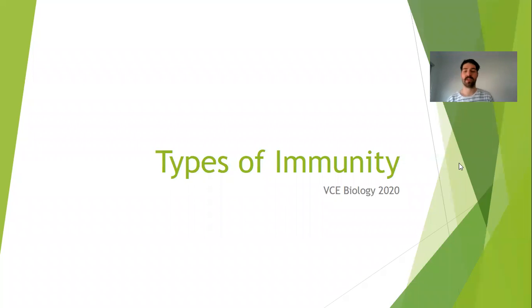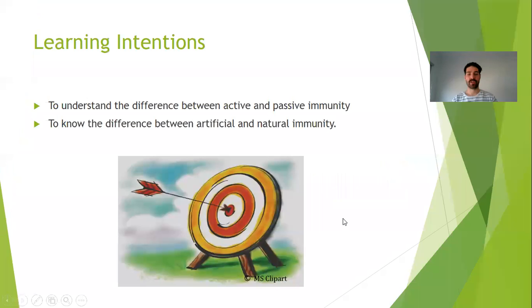Hey everyone, so this is the video on different types of immunity. It's the first section of immunity in general and not really looking at specifics of cells. So our learning intention for this video is to understand the difference between active and passive immunity and to also know the difference between artificial and natural immunity. These are terms we're going to hear a fair bit over the next few lessons. We'll clear those up in this video.